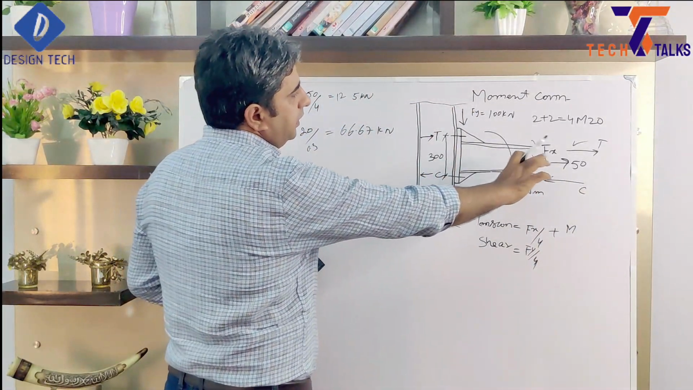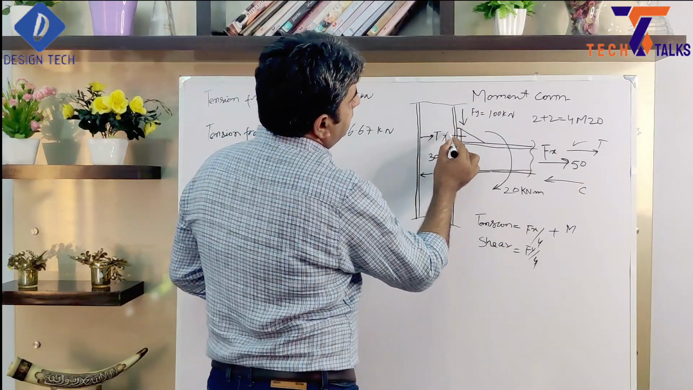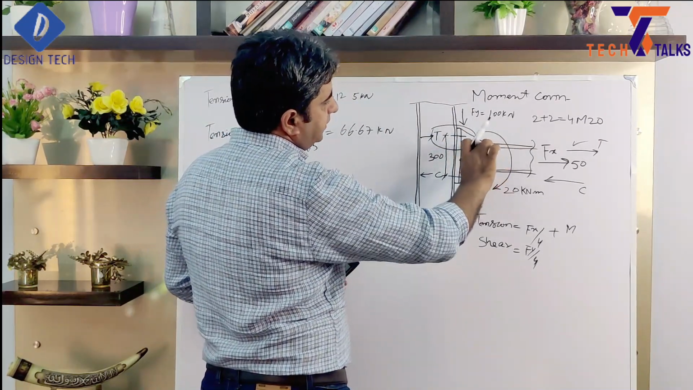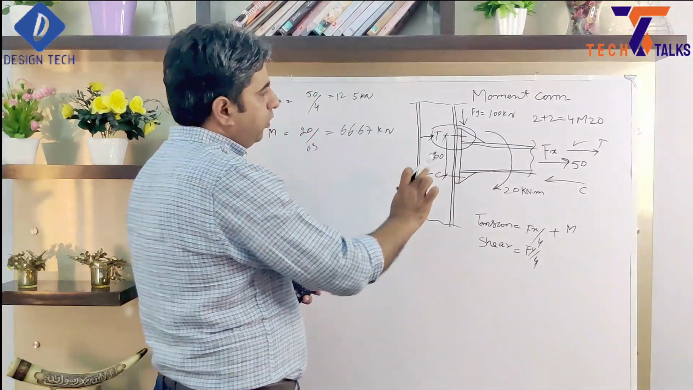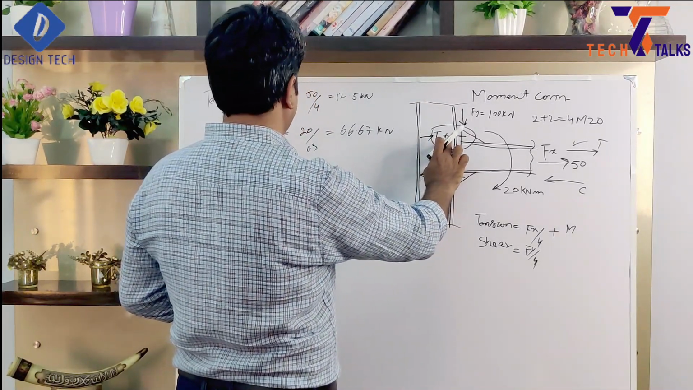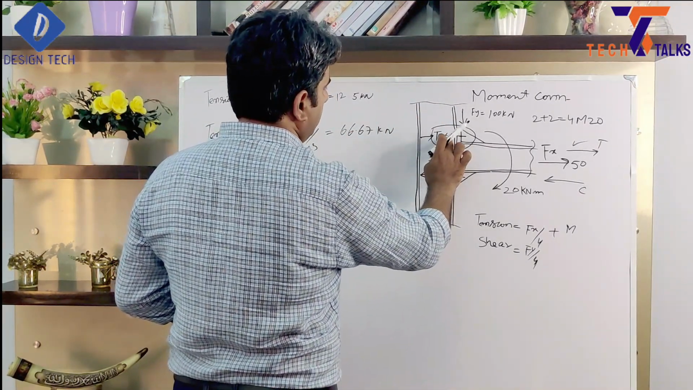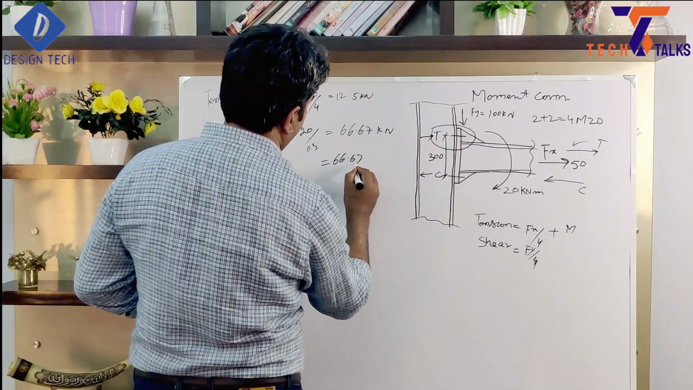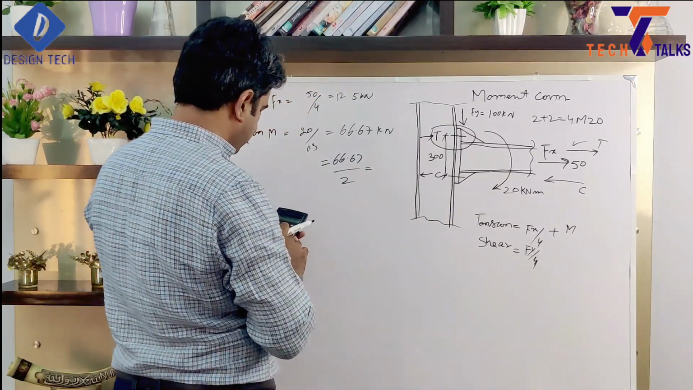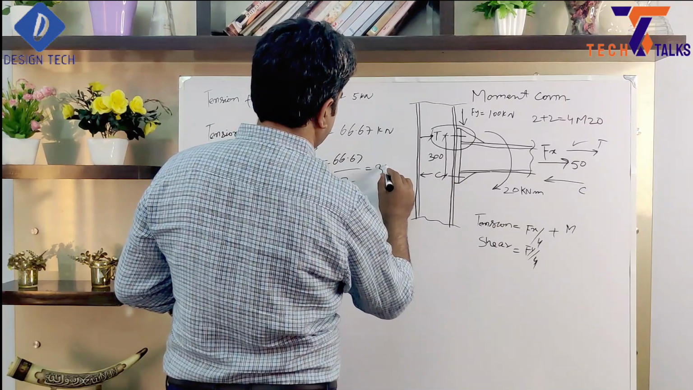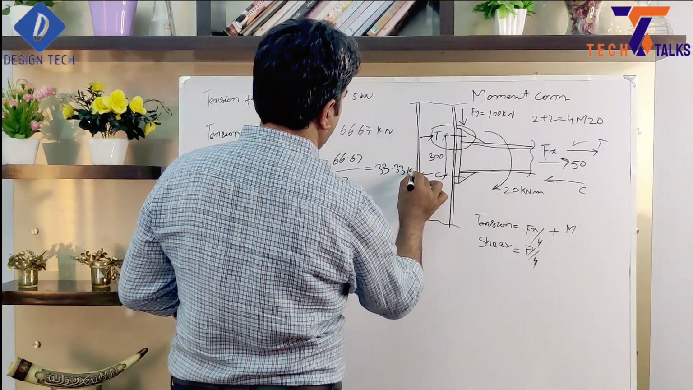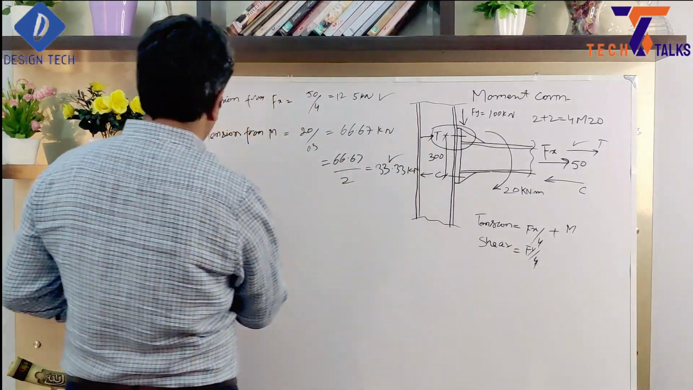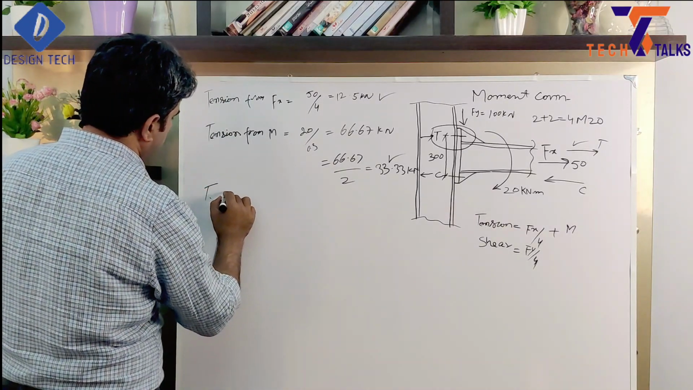And now we can see, this tension force will be tackled by this number of bolts, because when there will be tension here, this bolt will not contribute, only this bolt will contribute for this tension. So for this we need to see how many bolts we provide here. Here we have 2 bolts, so 66.67 divided by 2 divided by 2, so 33.33 kilonewton per bolt.